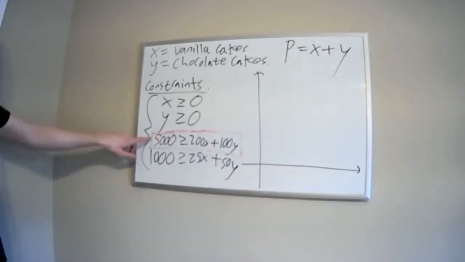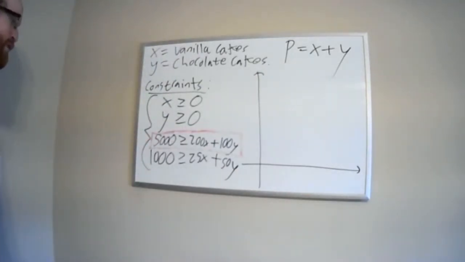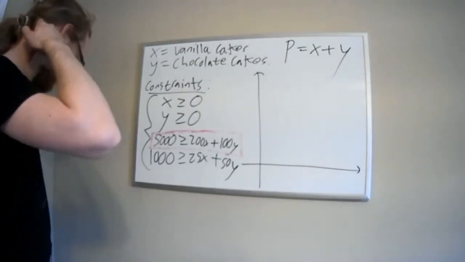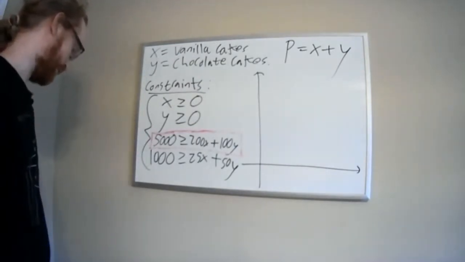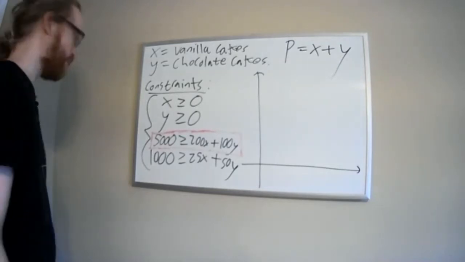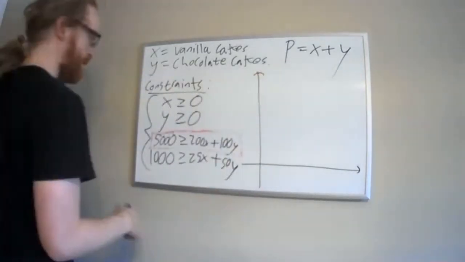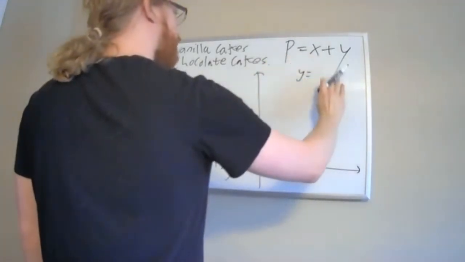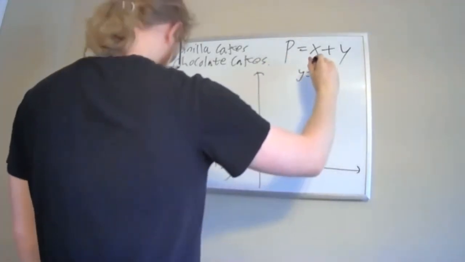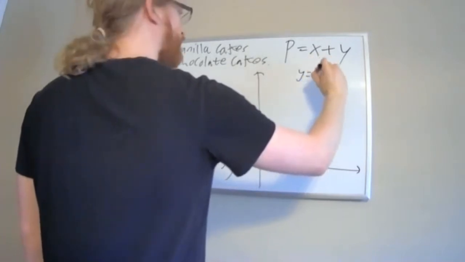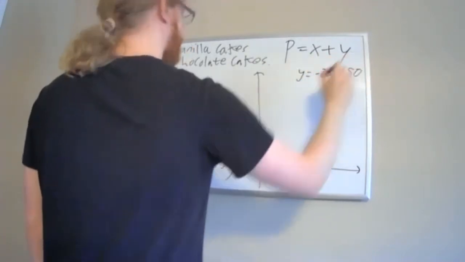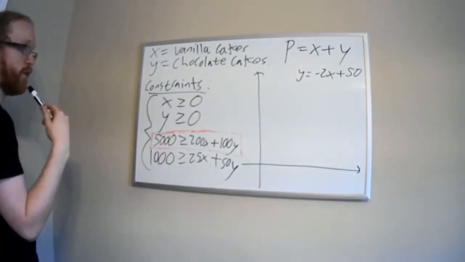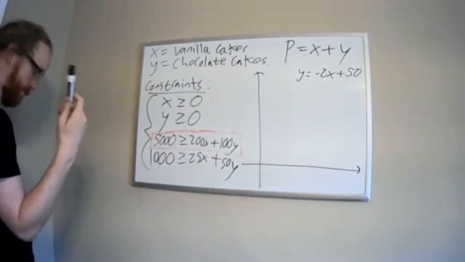So for the flour inequality, this 5,000 greater than or equal to 200x plus 100y, I could solve this out. And I believe what we'll get, if I were to rewrite it as an equation and solve it for y, is y equals negative 2x plus 50. Subtract 200x from both sides, divide both sides by 100. I believe this is what you should get, if I haven't made any mistakes.